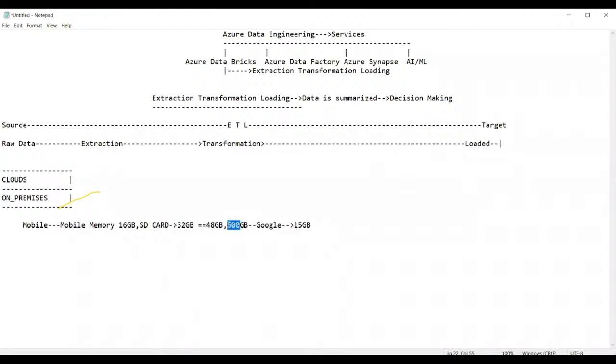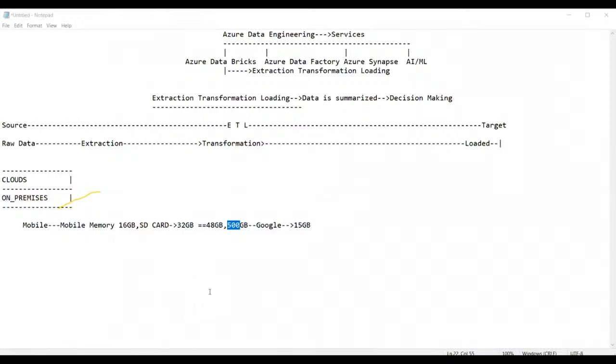500 GB. So now what you have to do? Tell me now. Tell me, guys. Guys, please tell me. Did you get my question? If you get the question, just simply say yes, or else I'll repeat the question once again.